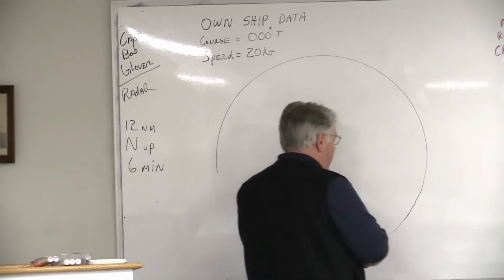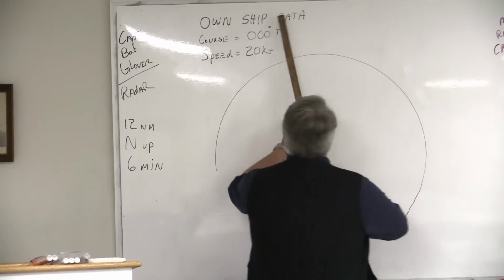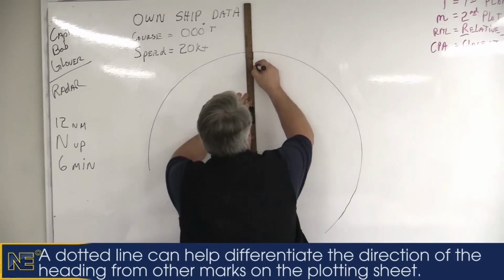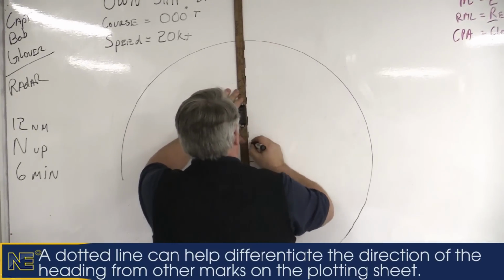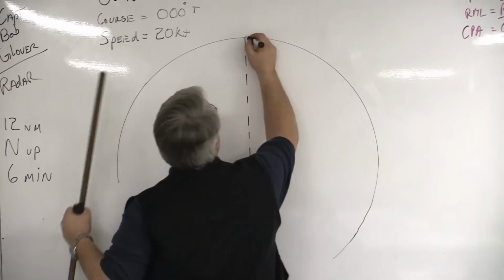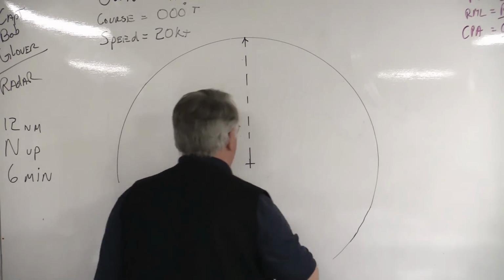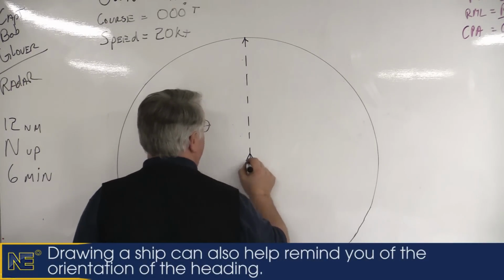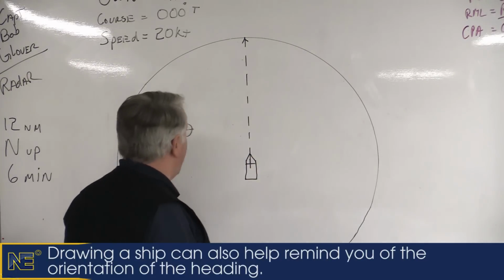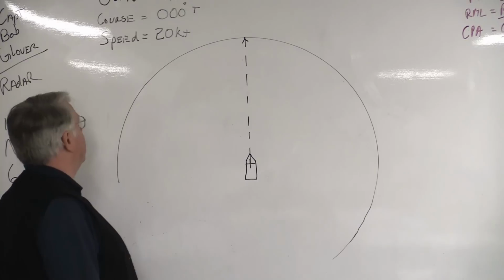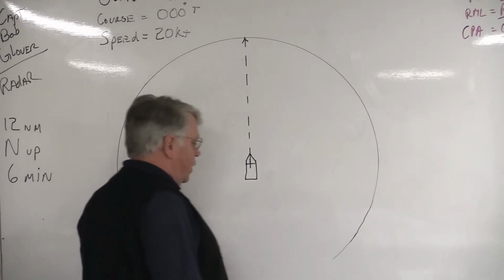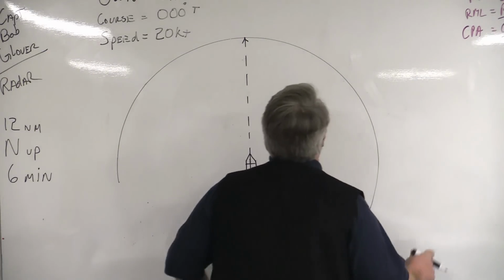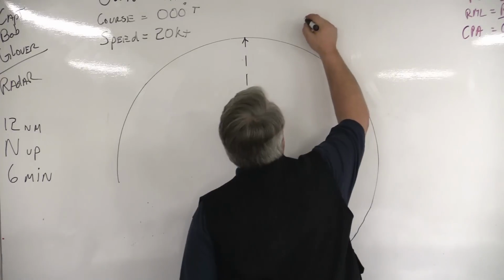So we're going to set up our radar transfer plotting sheet as we discussed. So I'm going to go ahead and put my heading flasher on my plotting sheet. I like to use a dashed line. It just makes it different from the other lines that I may put on the plotting sheet. And I'm going to go ahead and put a profile of a vessel in here. Helps me have a graphic orientation of which way my vessel is heading. So there it is. We're underway, we're moving ahead, and lo and behold, a target ship comes into the radar.